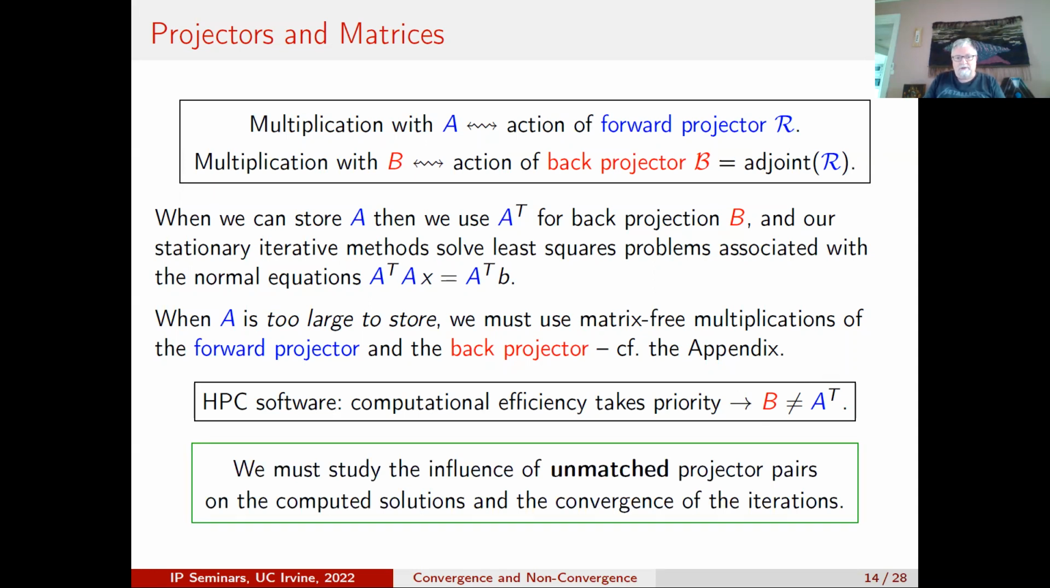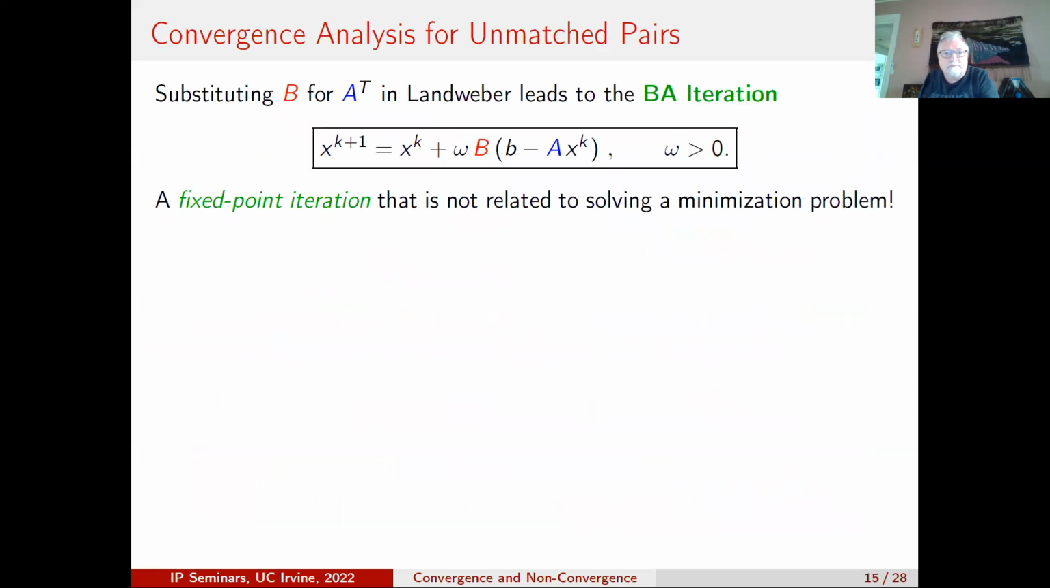Okay, so I thought it would be interesting to study how such an unmatched projector pair influences our convergence. What happens in this situation? Let me move on. Again, if we think of Landweber, we would have A transpose sitting here, but now A transpose is not available to us. We have a matrix B here that might be an approximation to the transpose. So we plug that in here, and then we see what happens.